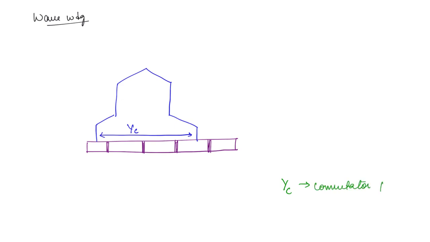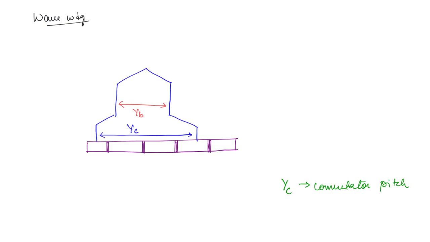For a lap winding, what was the commutator pitch? It was simply 1 because the conductor ended at the adjacent commutator segment. If it starts at one point, at the next commutator only it is ending. But that is not the case in a wave winding. So this is the commutator pitch. Then what about this distance? In between there are going to be a number of slots. So that distance is the back pitch, YB.